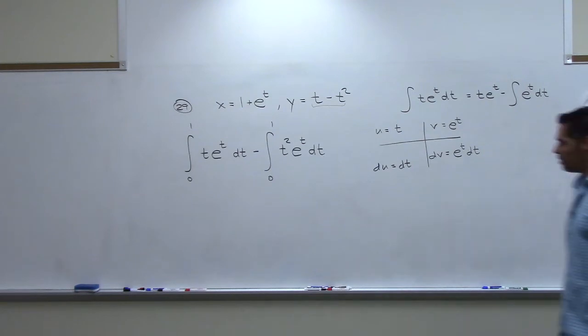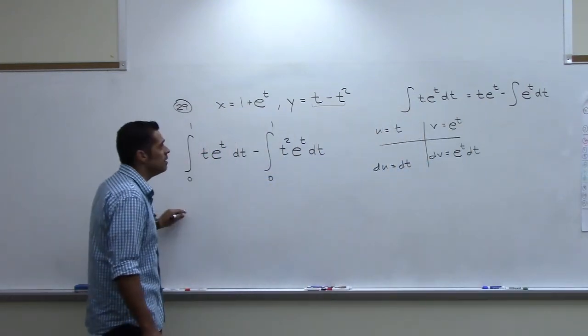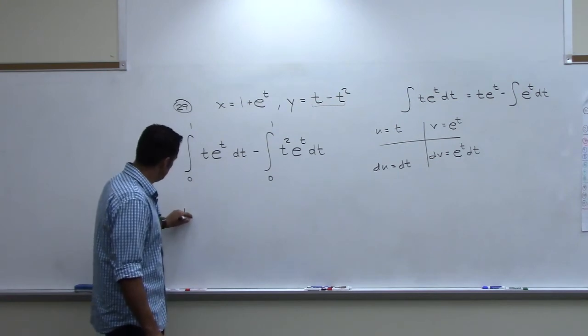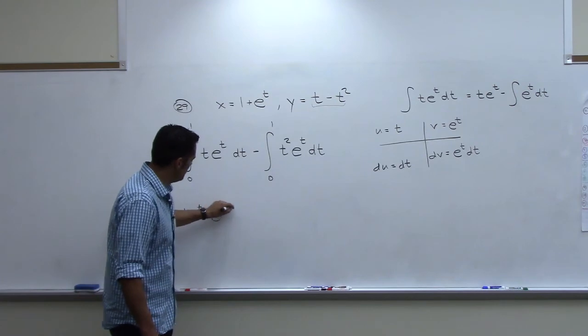We already know what that is. So this integral becomes t e to the t minus e to the t, and let's just worry about the constant.